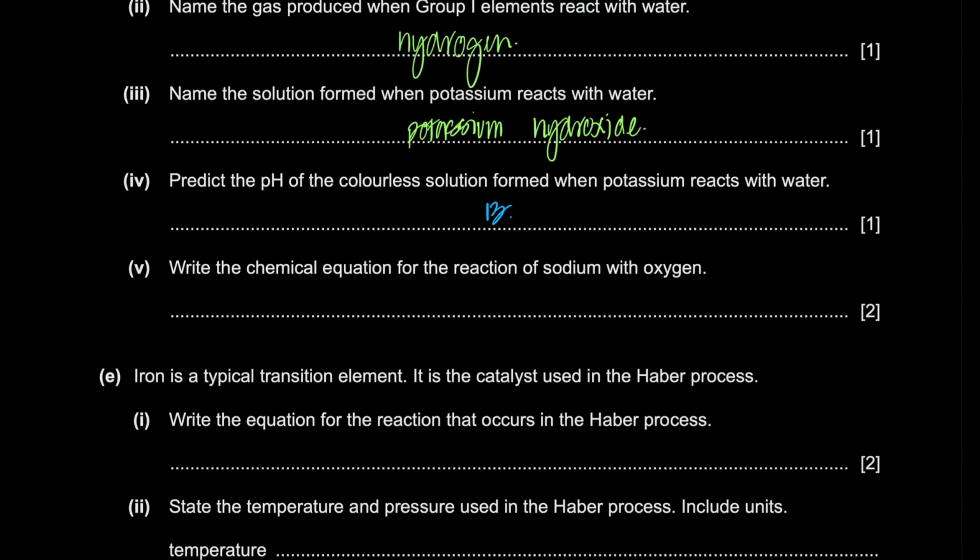Write the chemical equation for the reaction of sodium with oxygen. No problemo. Do we need state symbols? No, we don't. Sodium can react with oxygen to form Na2O. Needs a 2 over here, needs a 4 over here. I think we're good.